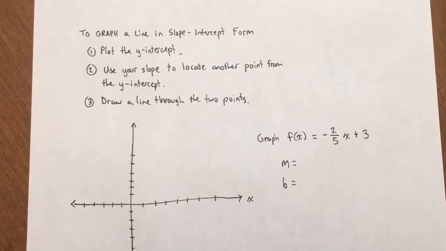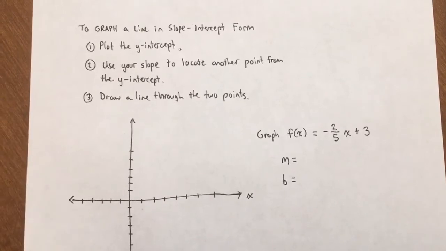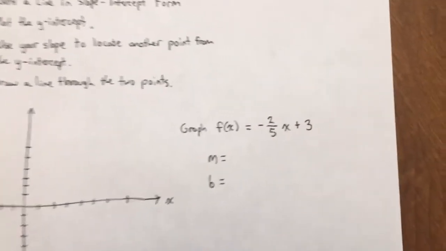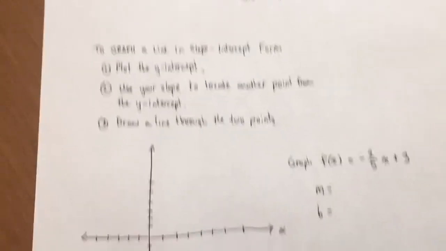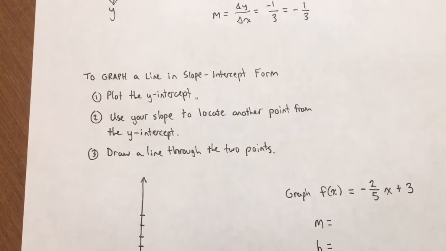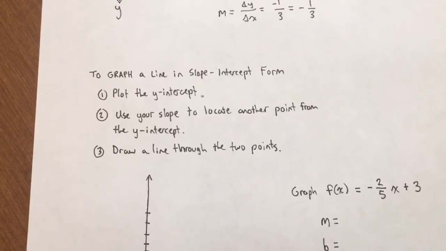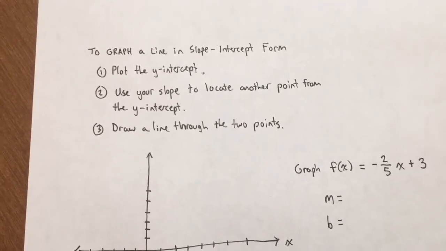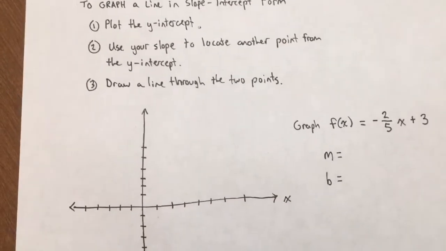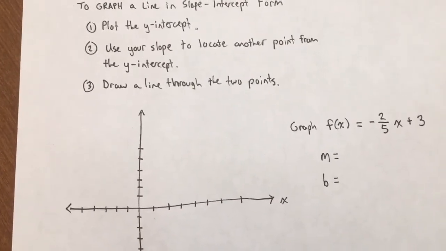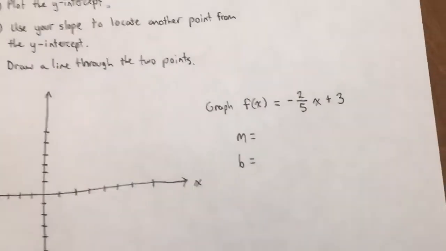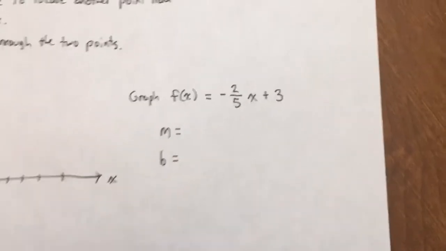To graph a line in slope-intercept form is actually really easy to do. If you know what the function rule is, like we'll look at in this example here in just a moment, there's only 3 key steps you need to remember. The first thing is to plot the y-intercept. Second, use your slope to locate another point from the y-intercept. And then the third and final step will be to draw a line through your 2 points, and then you are done. So let's take a look at this example as a practical application.